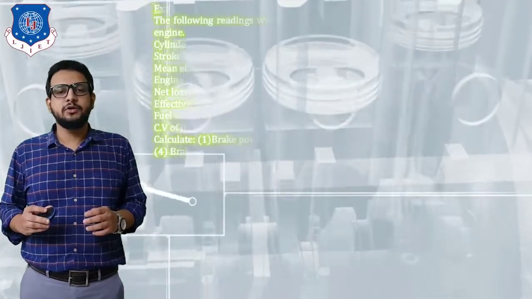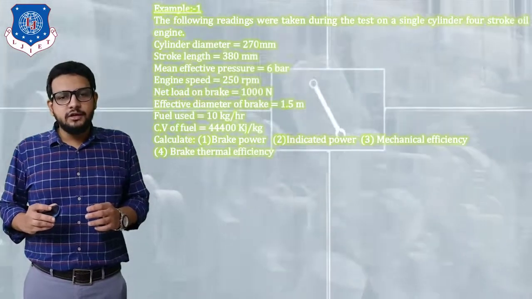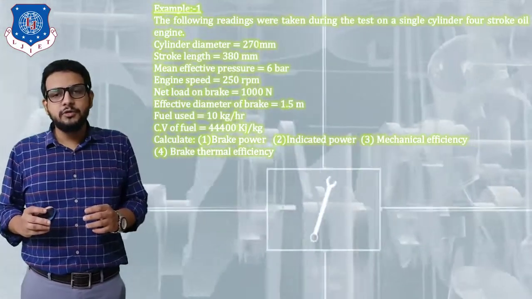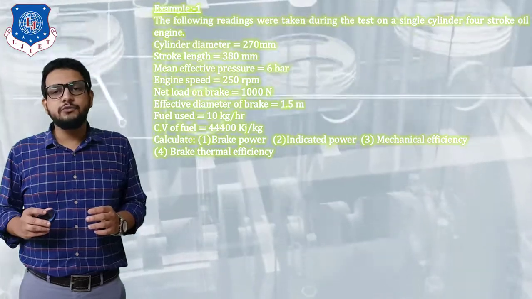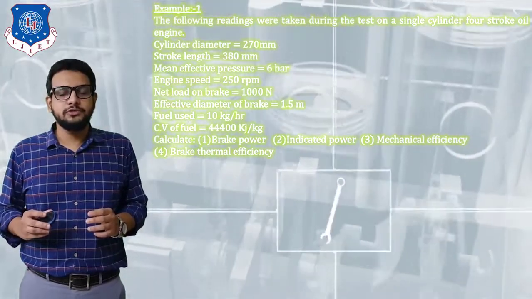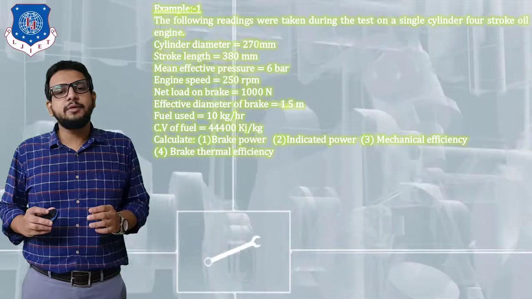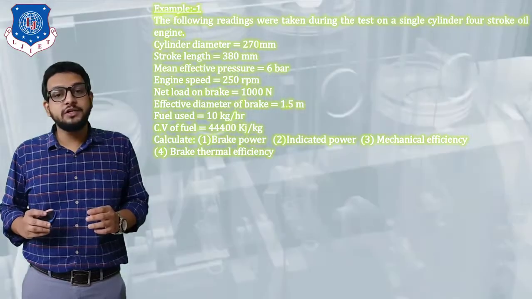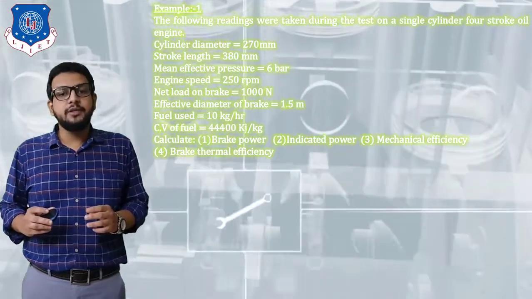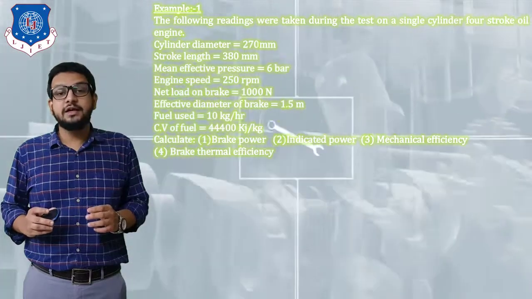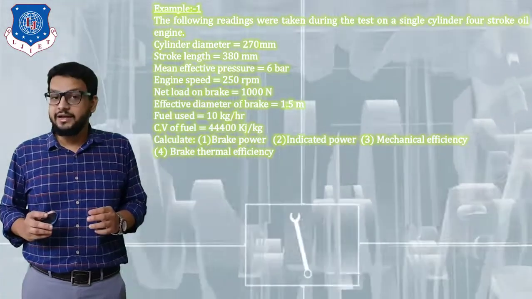So the question is displayed on your screen. As you can see, the following readings were taken during the test on a single cylinder 4-stroke oil engine. The readings are: cylinder diameter, that is bore diameter small d, is given as 270 mm. Then stroke length, that is L, is given as 380 mm.